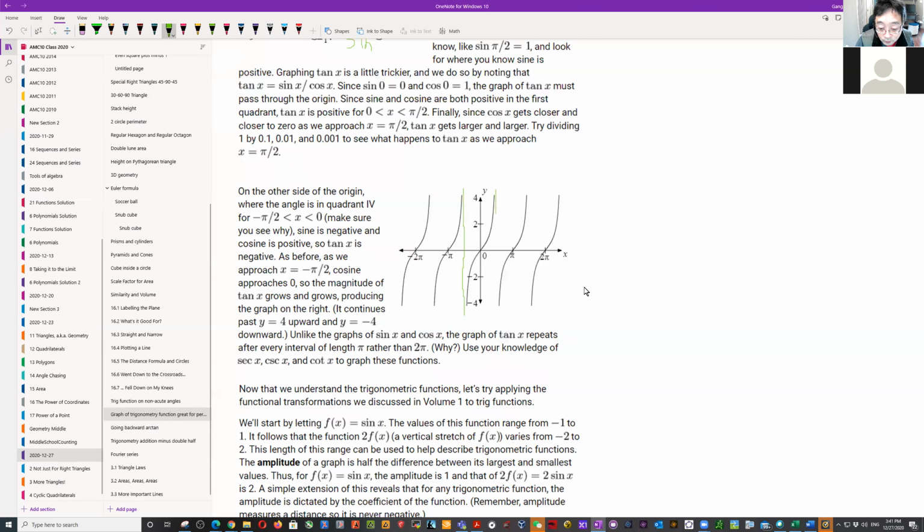And the tangent, the period of the tangent is actually pi. So this is negative pi over 2. This is pi over 2. So basically, with every half circle, not full circle, the tangent function is going to repeat itself.